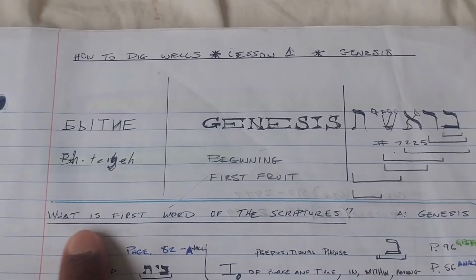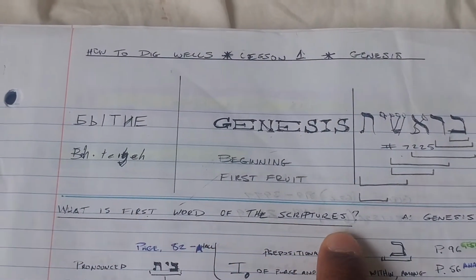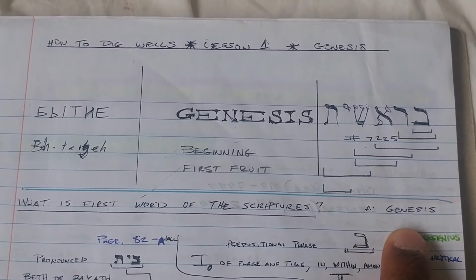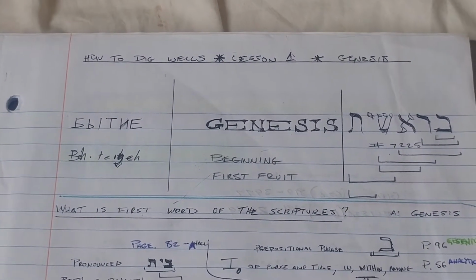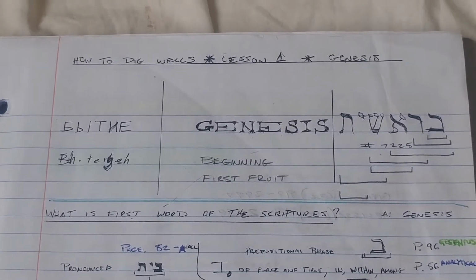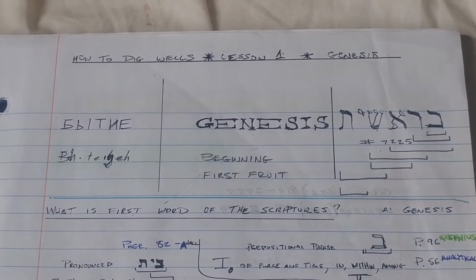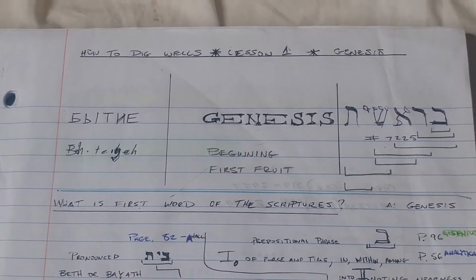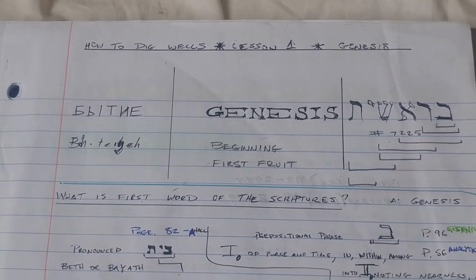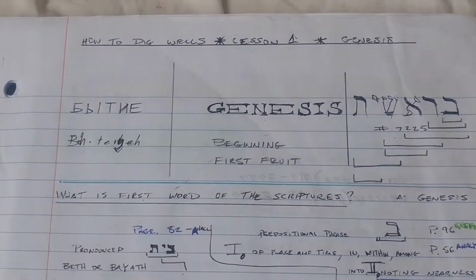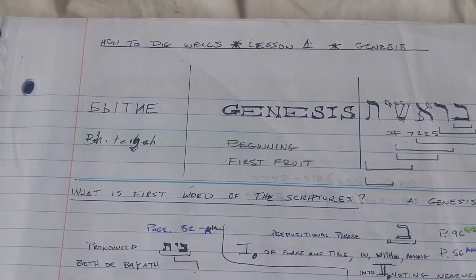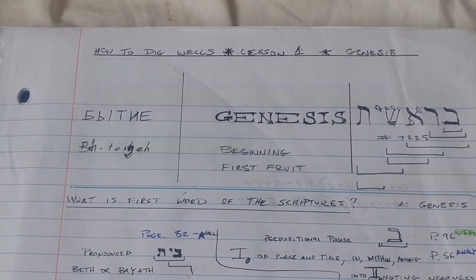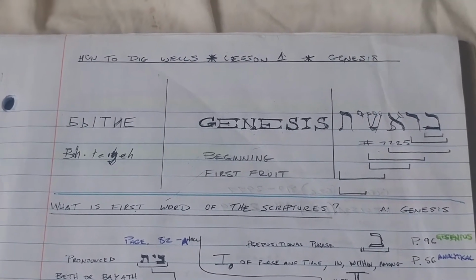Okay, what is the first word of the scriptures? And the answer is Genesis. Now, we wouldn't learn this in church, and we should have learned this in church when we were children, but we didn't. So we're going to go ahead and take care of that today. The word Genesis, everybody knows the word Genesis.